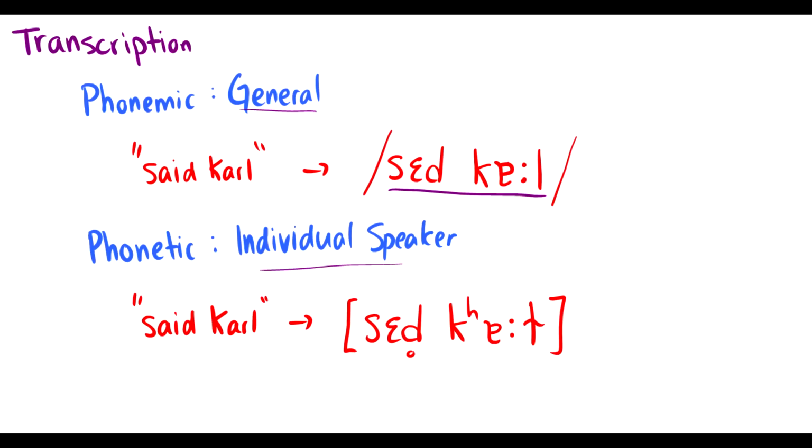An individual speaker or a phonetic transcription is more precise. So you'll see diacritics, like things I didn't want to put in the video or in this course. So this means that this D is voiceless, so it's not quite a T, but it's very close to it. This H means that the K is aspirated. This happens in English. This colon here means that the A is a little bit longer, so you have aw instead of aw. And this L is something called a dark L. And we make the distinction between regular L's and dark L's in English.